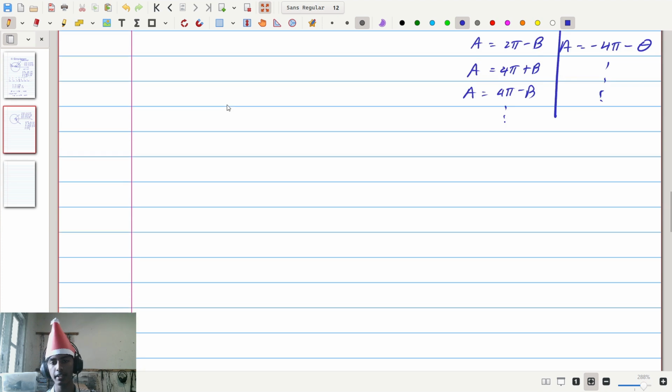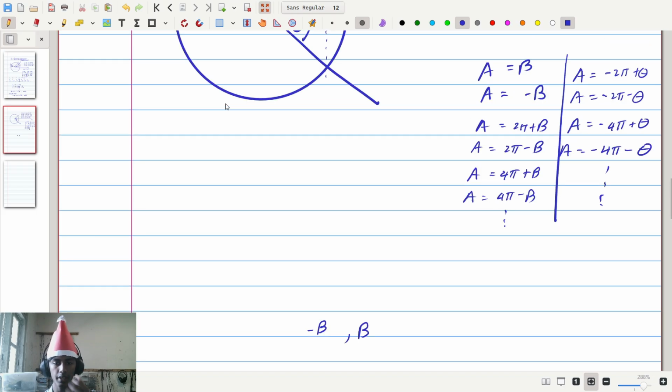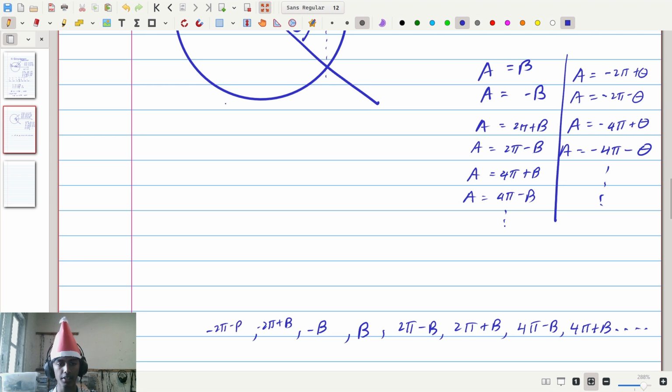If we write this only in a straight line like we did earlier, we can see in the middle we have b as one of the possible solutions. Negative b was also one of the possible solutions up here. And then in the positive direction, the next one we would have to write is 2 pi minus b, 2 pi plus b, and then 4 pi minus b, and then 4 pi plus b. Again, I'm writing this in ascending order so that we can see the pattern. In the reverse direction, what we have is minus 2 pi plus b, and then next one would be minus 2 pi minus b, and then we'll continue the pattern.